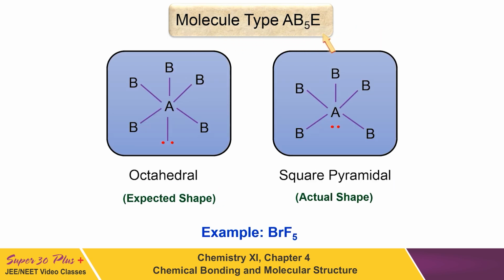AB5E. What is AB5E? A has 5 bond pairs with the B and 1 lone pair like E. We know that lone pair never participates in the production of geometry. So without this lone pair, shape is called square pyramidal. Means pyramid is there and which is in the form of square, right?